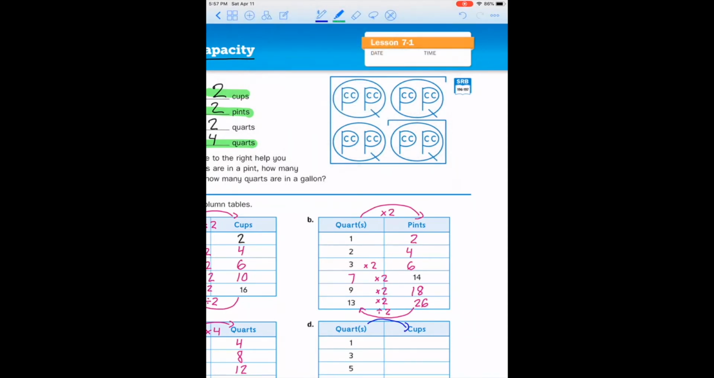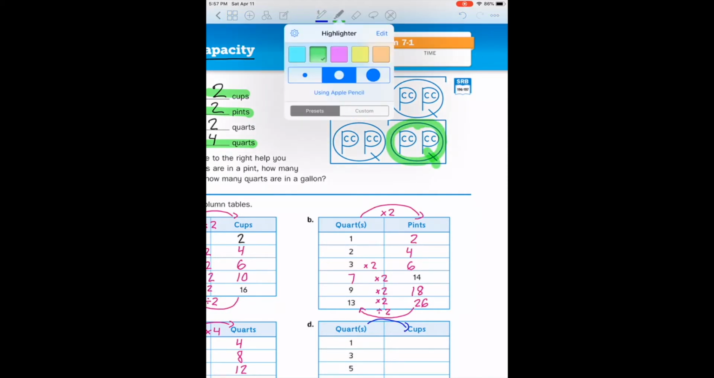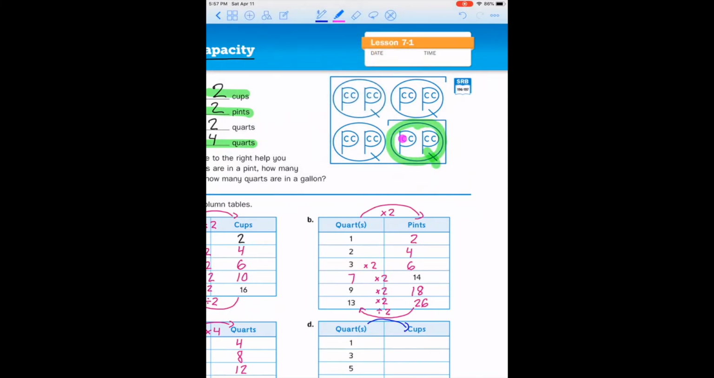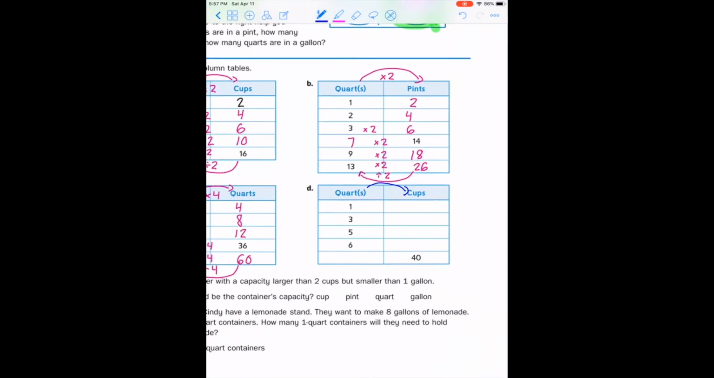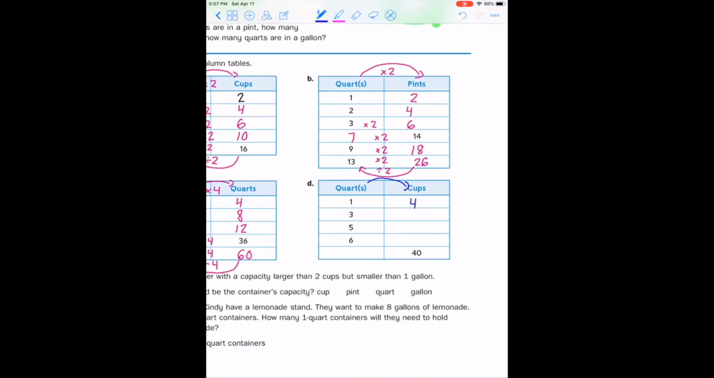Now, we're going from quarts, so 1 Q, and we want to see how many C's, how many cups fit into that 1 Q. And I notice there's 4. So that means for every 1 quart, it's equal to 4 cups. So I'm going to be multiplying by 4, and if I'm going from cups to quarts, I'm going to be dividing by 4. So 3 quarts is 12 cups.